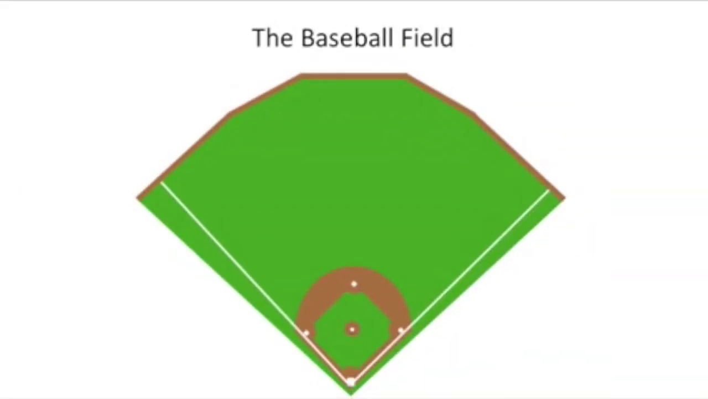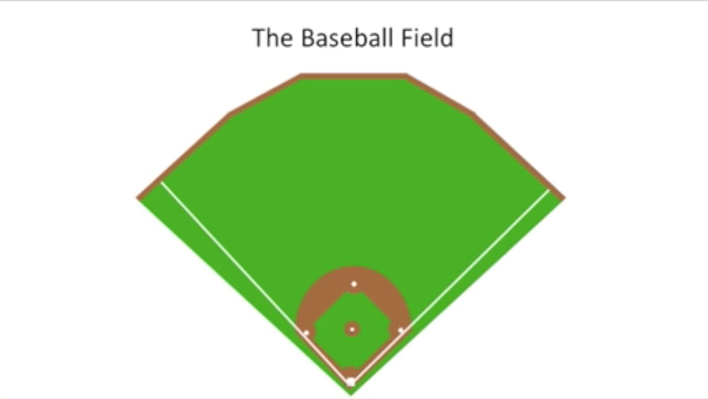This is the baseball field. To best understand the rules, we must first understand the field as well as offensive and defensive positions. The field is diamond shape. The infield area seen here is where the bulk of the action takes place in baseball.